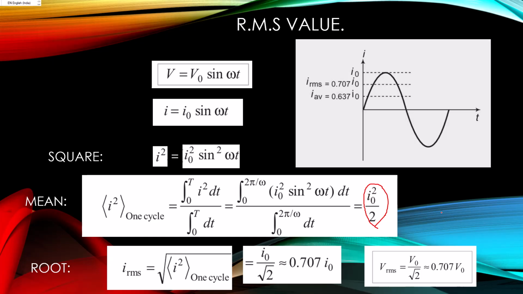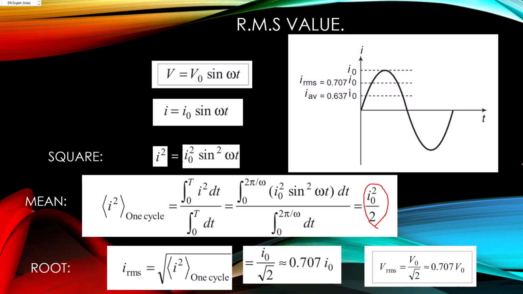Now the comparison of peak value, RMS value and average value. Clearly we see the peak value I0 is greater than the RMS value, which is greater than the average value.